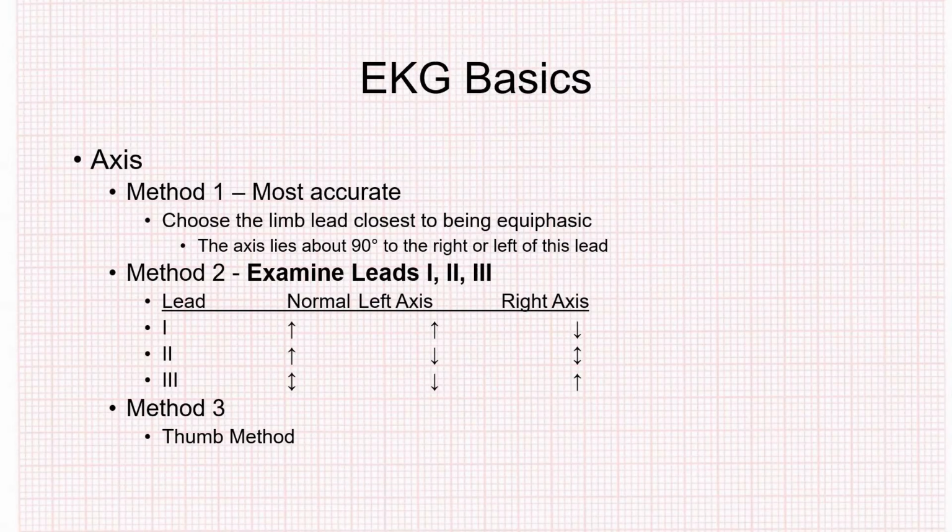Method 2 is examining leads 1, 2, and 3, where in a normal axis you're going to have upright in 1 and 2, and then it could be either way for lead 3. And then there's more specific diagnosis that goes into normal, left, and right axis. The next one, which is the easiest one, is the thumb method. That's what I advocate for because it's very easy to remember.